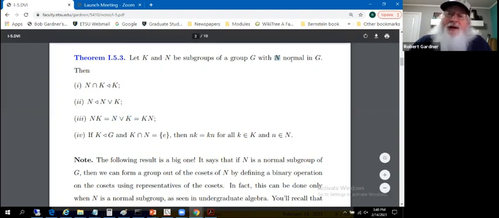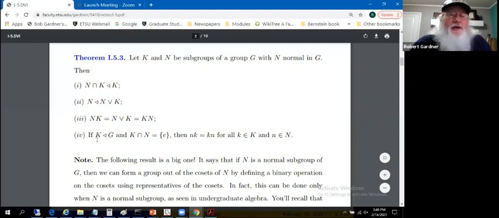Because we got this new hypothesis now. We've got N as a normal subgroup in G, and it's the normality of N that's giving us the fact that that stuff is not just a set, it's actually a group.